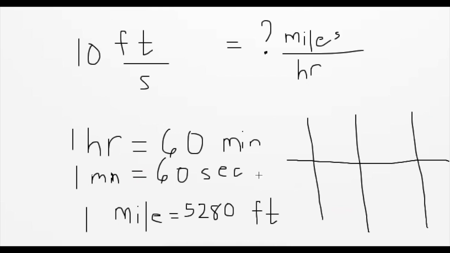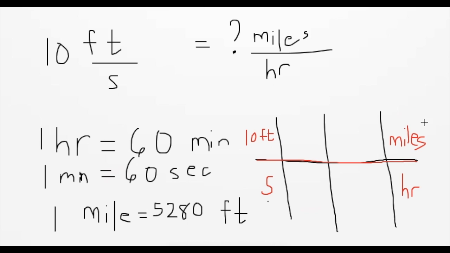Now that we have all the necessary conversion factors, we set up the table, and I have 4 columns in this table. You can add more or less if necessary. We start off by putting 10 feet per second in the leftmost column. Remember, this column contains the units that we are trying to convert, and this line acts as a fraction line. Now we will put miles per hour in the rightmost column because this column contains the units we are trying to convert to. In between, we are going to put our unit conversions.